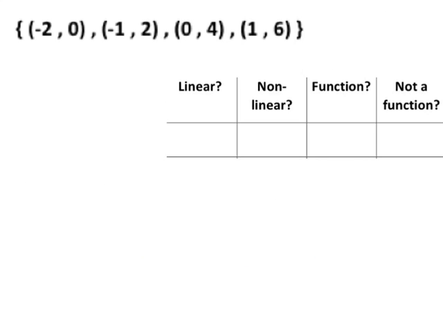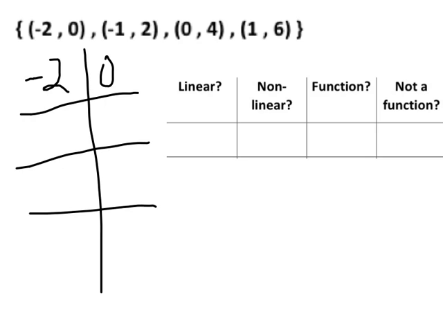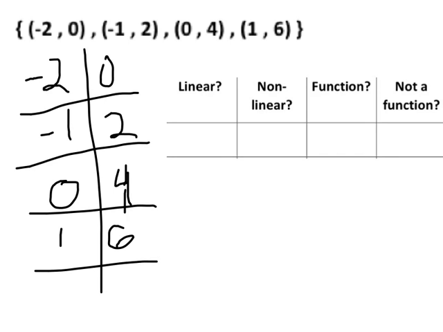Alright, for the next one, our points are not in a table, so we want to rewrite them in a table. So I'm going to rewrite all of my points into an x and y table. And the last one is 1 and 6. Alright, first we're going to figure out, is this a function? Is this table a function? If I look at my x and y coordinates, I don't see any of these inputs repeating, so every input has its own output. So yes, it is a function.